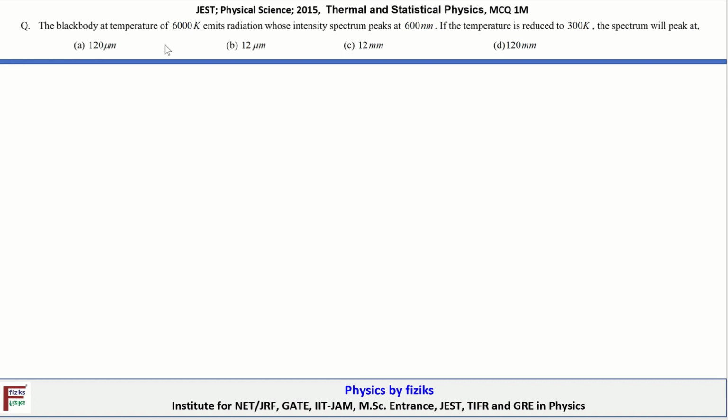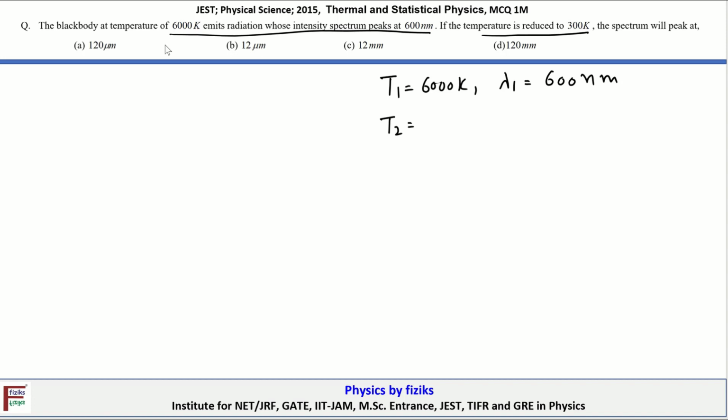So let's take a look at the next problem also. The statement is, the black body at temperature of 6000 Kelvin emits radiation whose intensity spectra peaks at 600 nanometers. Let's write the information that is given to us. Let's say that T1 is equal to 6000 Kelvin and lambda 1 is equal to 600 nanometer. If the temperature is reduced to 300 Kelvin, so temperature has changed from T1 to T2. Now the question is, what is the corresponding value of lambda 2? That we have to find out.